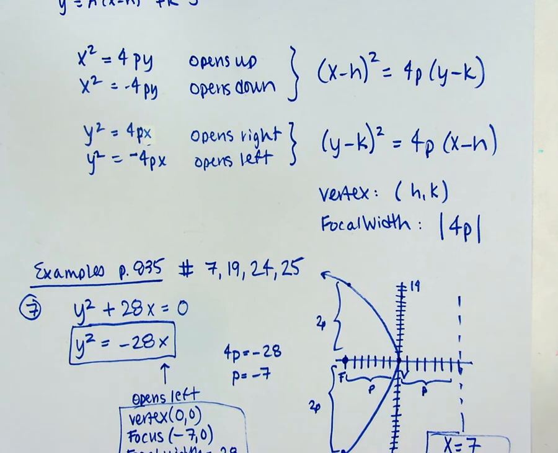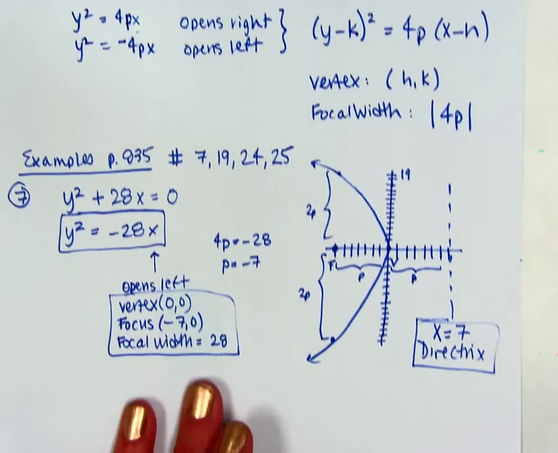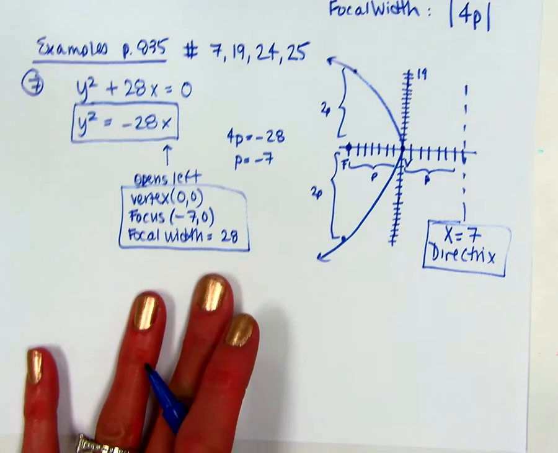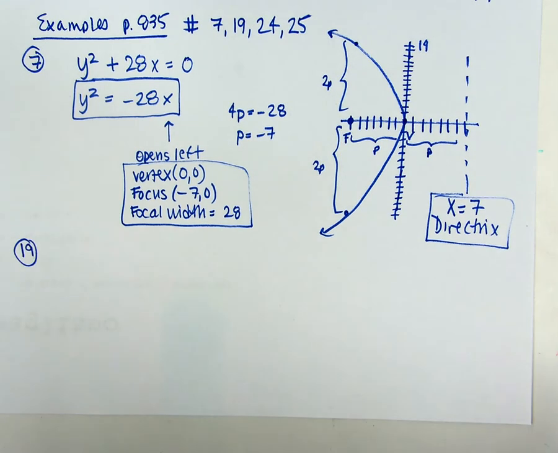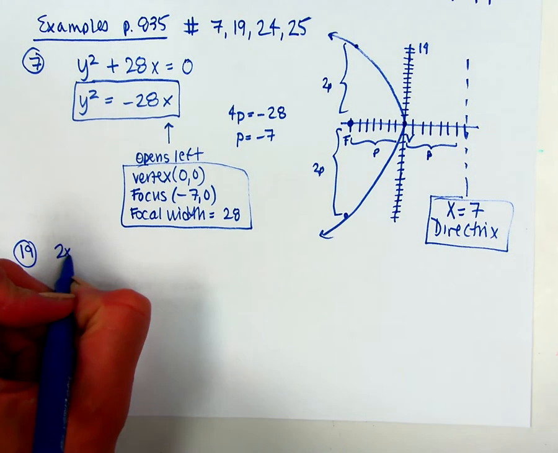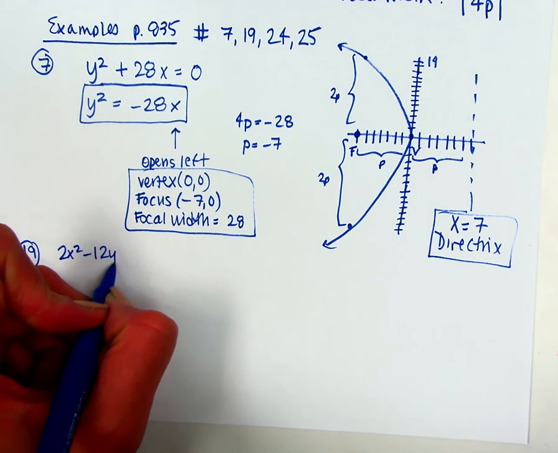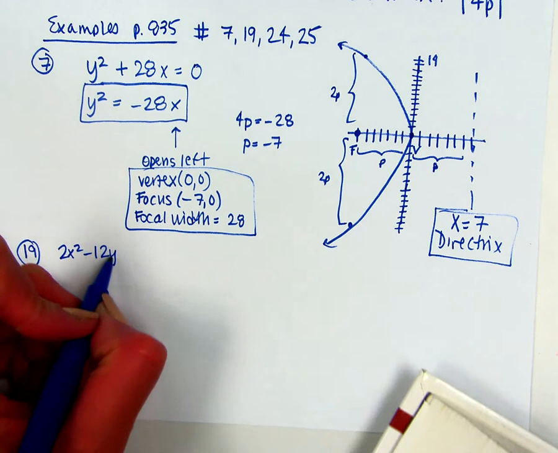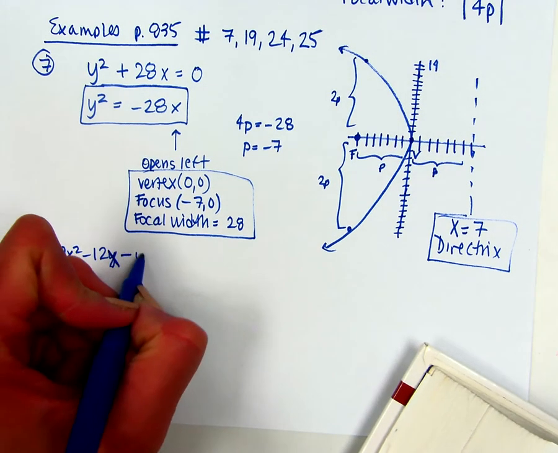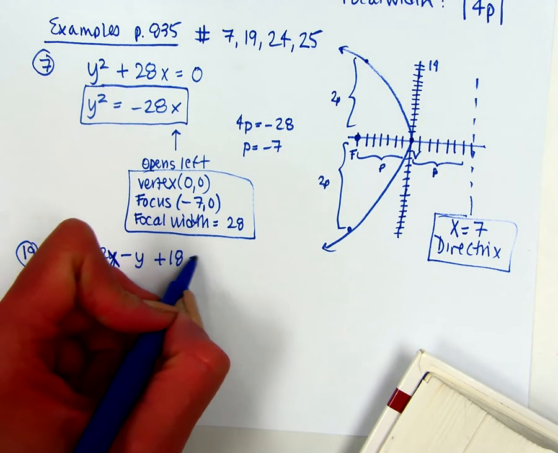All right, next problem is problem number 19. All right, so this one we need to do a little bit more work. It's 2x squared minus 12x minus y plus 18 equals 0.